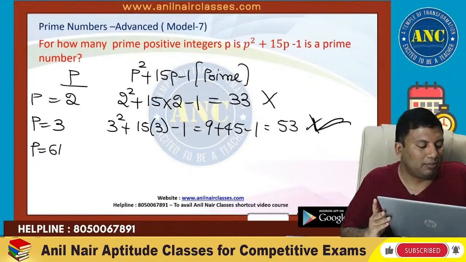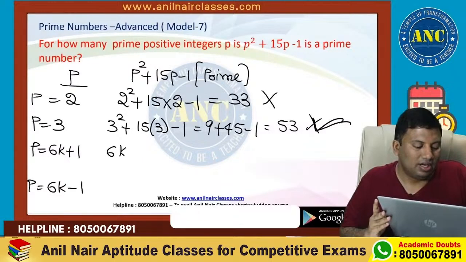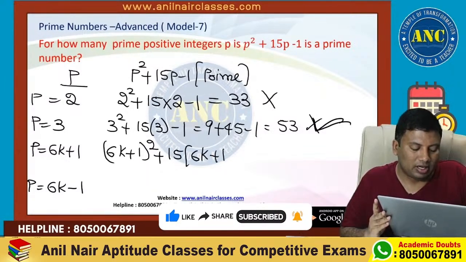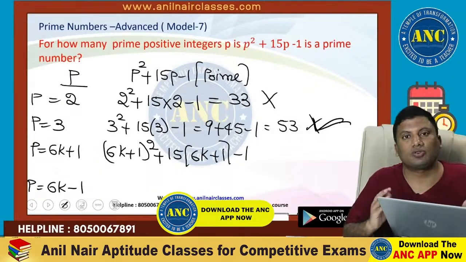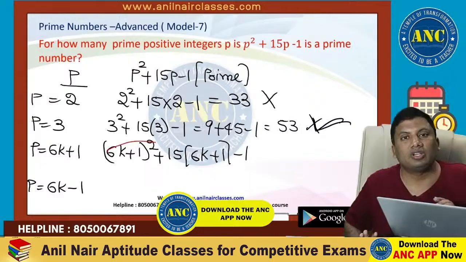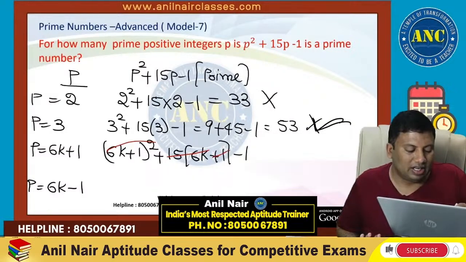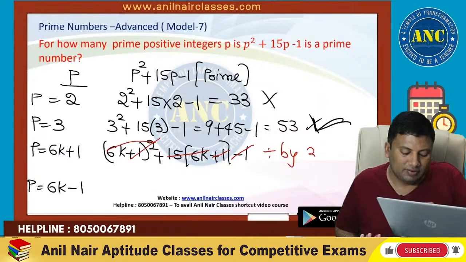Any prime number greater than 3 is either 6k plus 1 or 6k minus 1. Take (6k plus 1) whole square plus 15 into (6k plus 1) minus 1. Now listen carefully. 6k whole square is divisible by 3. 2 into 6k is divisible by 3. 15 is divisible by 3. 1 minus 1 cancel. The answer is divisible by 3.